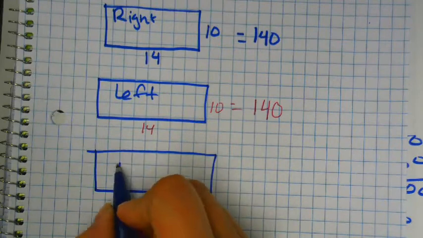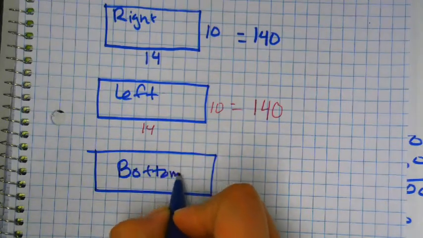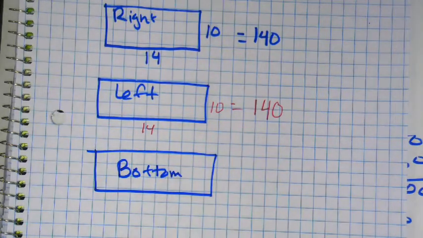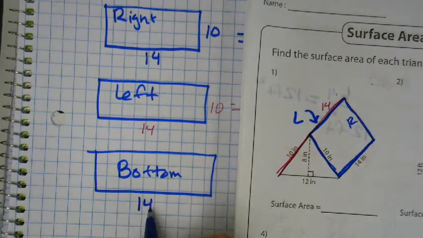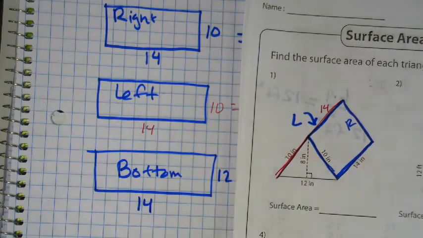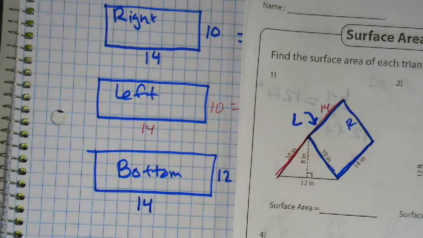The bottom rectangle. All right, who can visualize the bottom? 12 and 14. Nice. So take a moment. If you don't see where we got 12 and 14, take a moment to yourself. See the triangle, be like, okay, there's the 12, there's the 14, and go, oh.